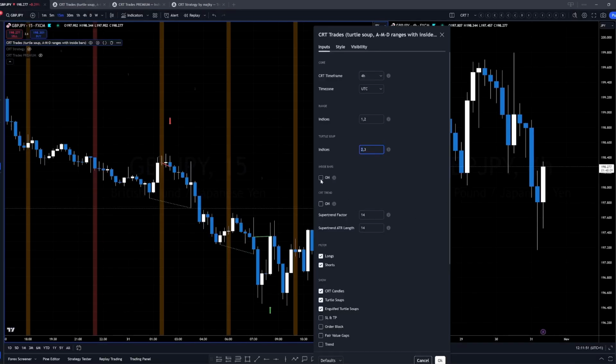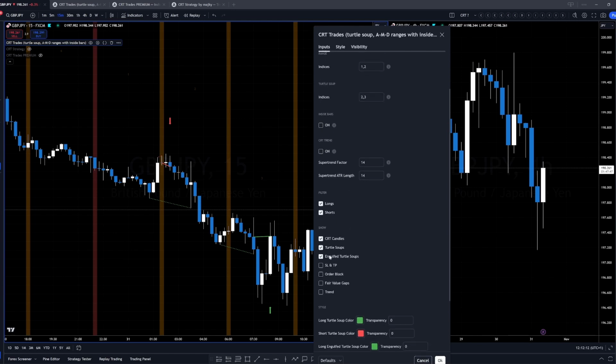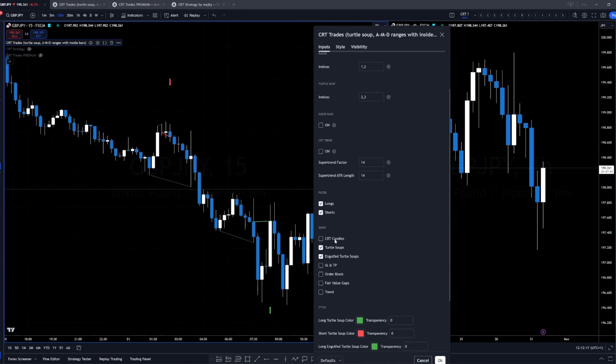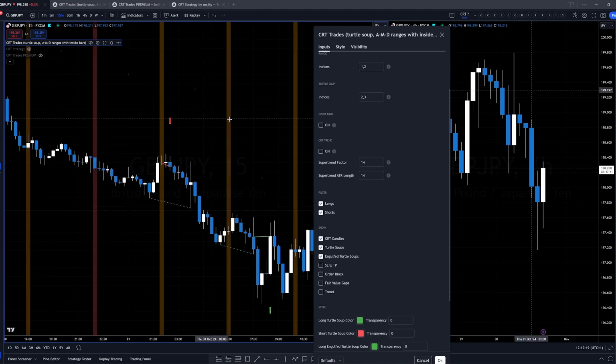You can also check if you want to look for inside bars or not here. I have also explained the time zone and what these indices mean. You can also filter by CRT trend, which uses a super trend for that. You can filter on longs or shorts, and you can show or hide CRT candles, which means these ranges. It can also be called the CRT range.